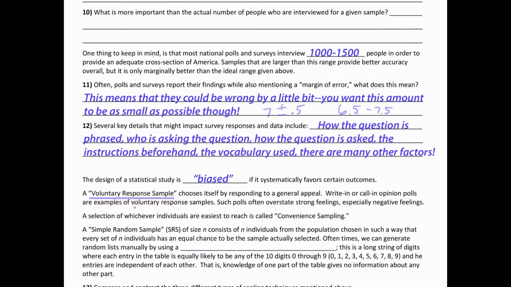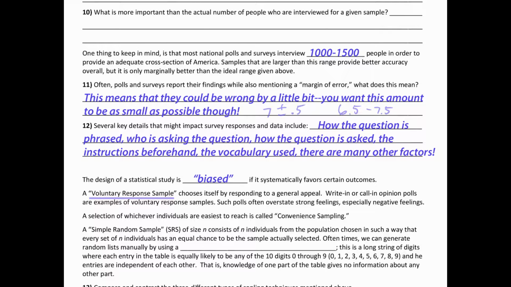A lot of times these types of polls overstate strong feelings. So if you're very passionate or opinionated about something, your voice will be heard, but the voices of people who don't care as much, those people will not be heard. You see this a lot on radio shows or even online. If people go out and take a poll online, it's because they are interested in it in the first place. Now, voluntary response samples, they're not a good choice because they are biased. You're not getting everyone's opinion. It's not an accurate reflection.